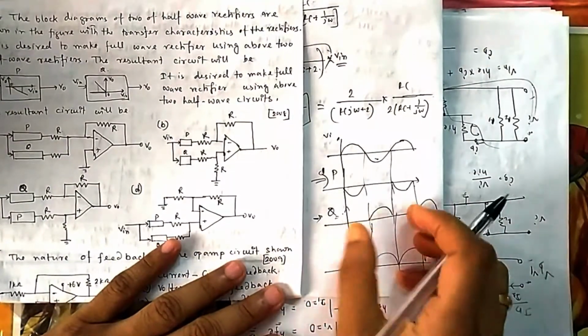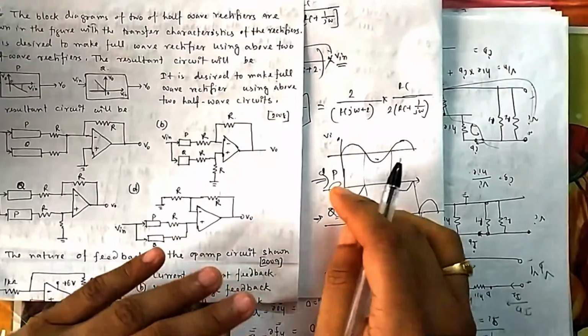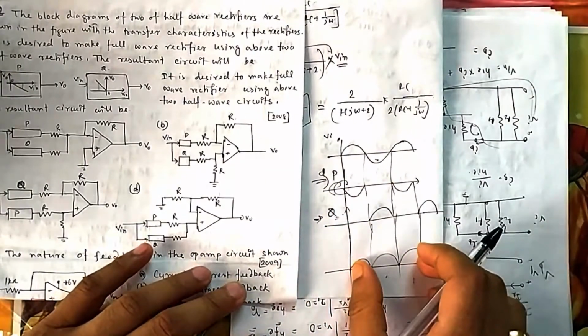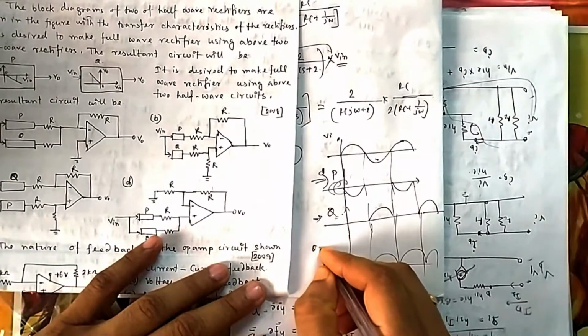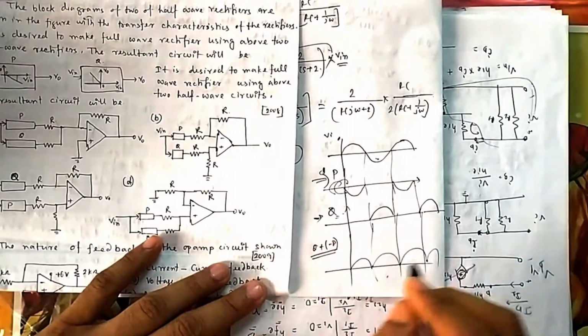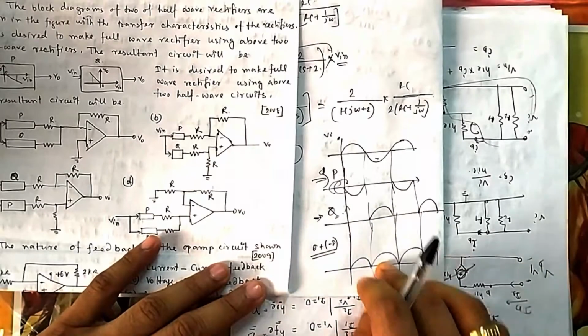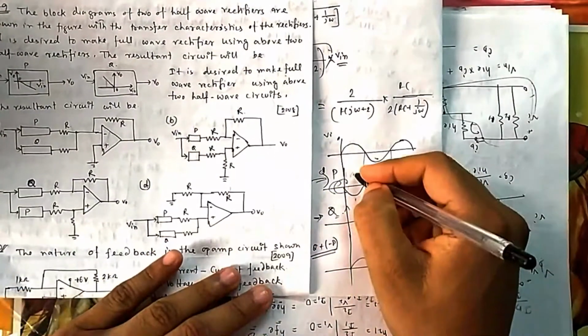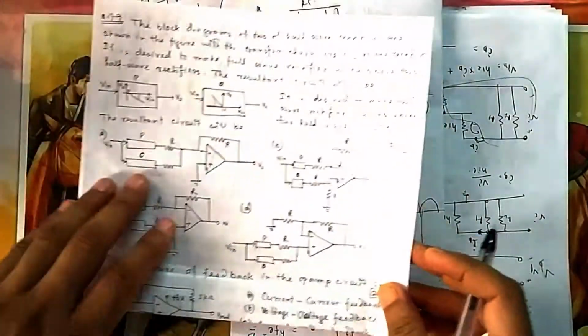What you need is that Q should come as it is and P you need to invert. Invert the P, then you add it with this one. So it will be Q plus minus P, something of this fashion. Q should come as it is, then the negative of P should be added.